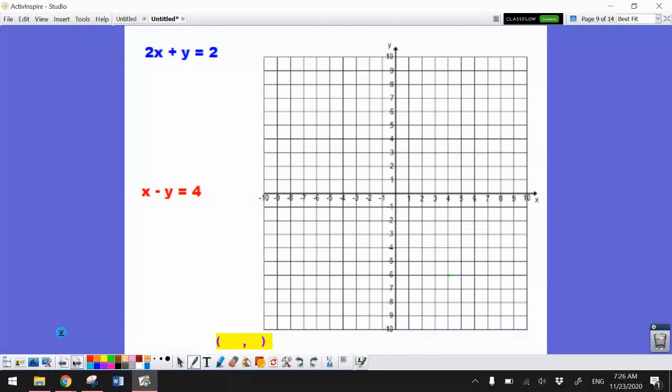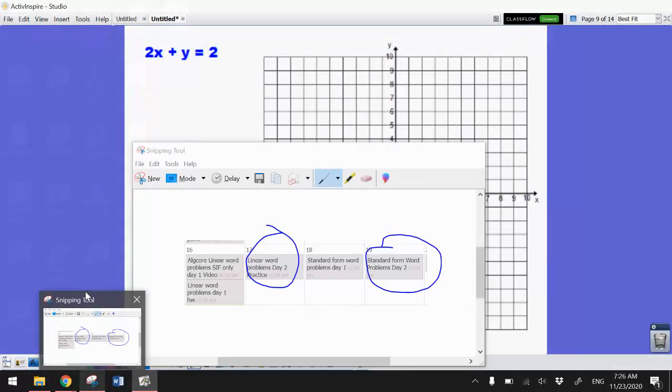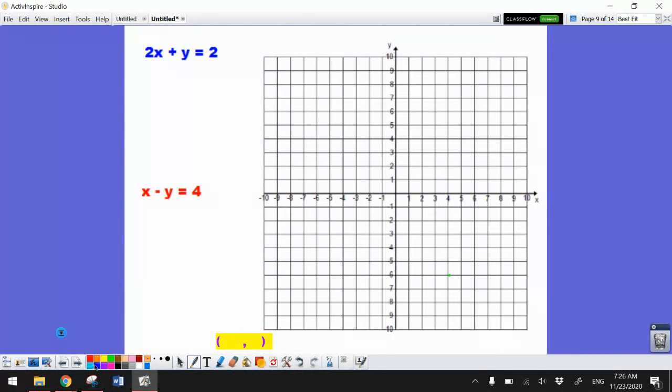Okay, so let's go ahead and see if we can solve these for y and graph and find a solution. All right, so let's start with our blue one. So I know I'm solving for y. I'm going to subtract my 2x. I have y equals negative 2x, and that's a positive 2. Now I'm done because I don't need to divide by 1. I mean, there is a 1 here, but it's not going to change anything.